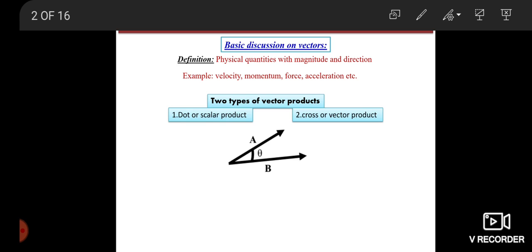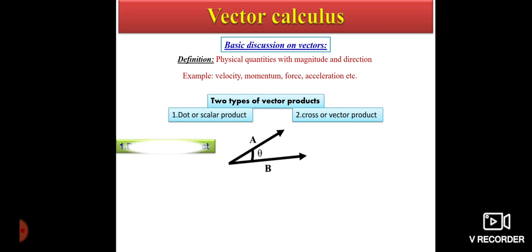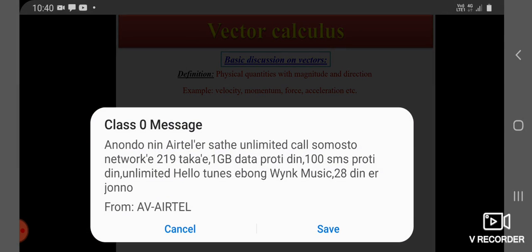The dot or scalar product has two forms. One is the geometrical and the other one is the algebraical form. The geometrical form is expressed as A vector dot B vector is equal to the magnitude of A vector times the magnitude of B vector times the cosine of the angle between these two vectors. Here I have used boldface to denote the vector quantity, but when you write in your notebook, please use the arrowhead.